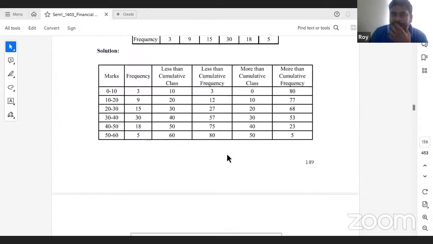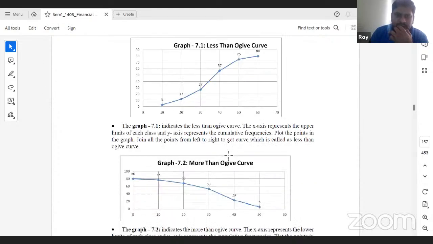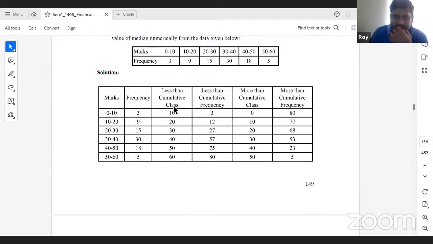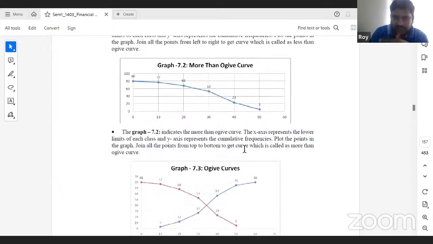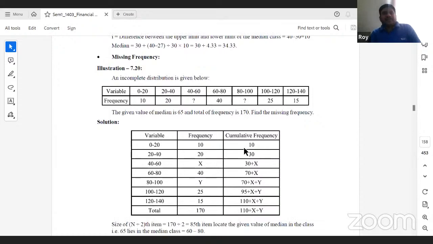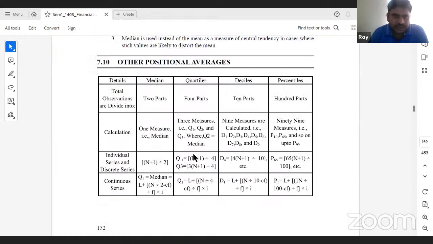Now, how to determine the median graphically? We need to understand this. Just see this, you will understand. See, we have this one, frequency, less than cumulative frequency, more than cumulative frequency. Take these values and plot the graph. See, you will understand once you go through this, because we have a lot of things. I'm just going a bit fast. Already one model, next one, median is done. Mathematical property and this. Other positional averages.